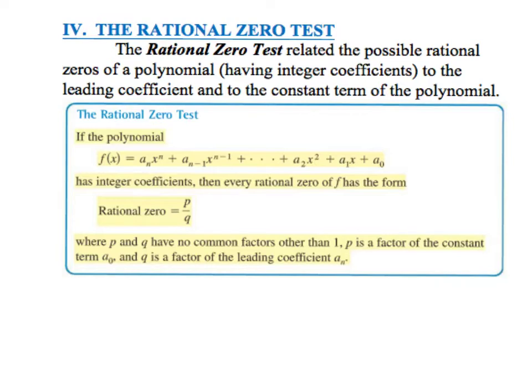Whenever we use our rational zero test, this is where we do our old faithful, the P over Q. A possible rational zero could either be a fraction or an integer, and fractions could be written as decimals, but we'll deal with fractions here. P and Q don't have any common factors, and P is a factor of the constant term, so that would be your last number. This is where you get P from. And then Q is going to end up being a factor of your leading coefficient.